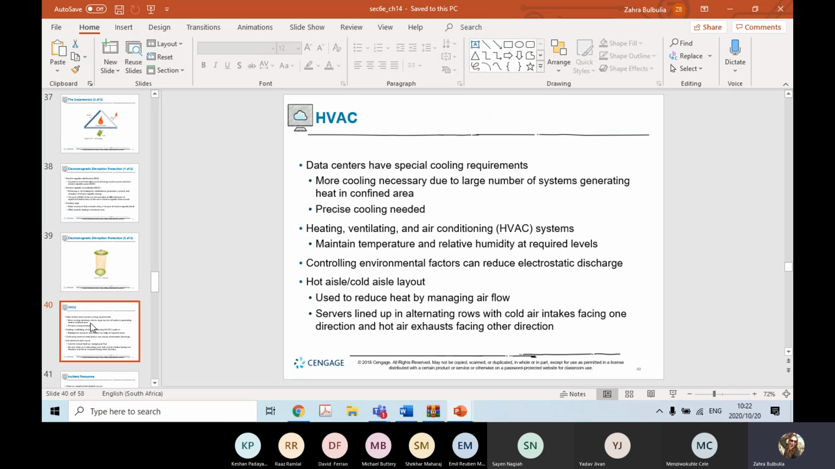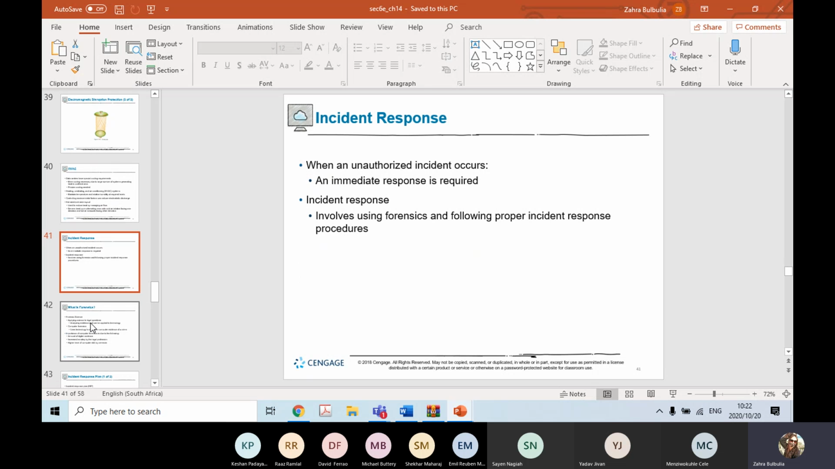HVAC is heating, ventilation, and air conditioning systems. All have to maintain temperature and relative humidity at the required levels, okay? Because our computer systems react to the external temperatures. So yeah, I don't really have to go into detail with that. Of course, your server rooms have to be cool. Precise cooling is needed in some cases.